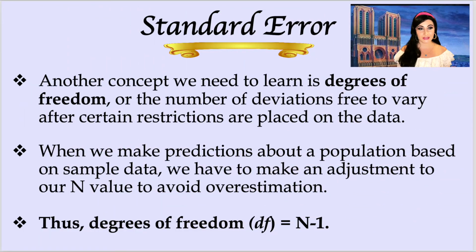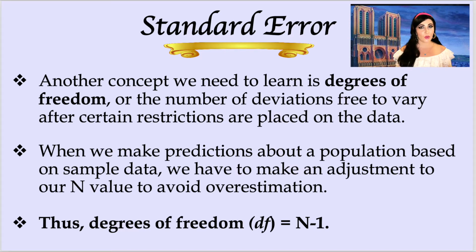The other concept that we need to learn is called degrees of freedom, or the number of deviations that are free to vary after certain restrictions are placed on data. So when we make predictions about a population based on data from our samples, we have to make an adjustment to our n value, our sample size value, to avoid overestimation. Therefore, in order to calculate degrees of freedom, we are going to use the formula n minus 1. So if n represents the total number of people in our sample, we subtract 1 from that and we are left with degrees of freedom.